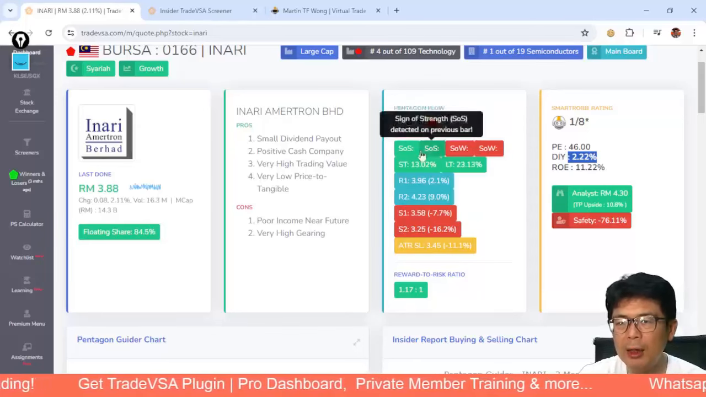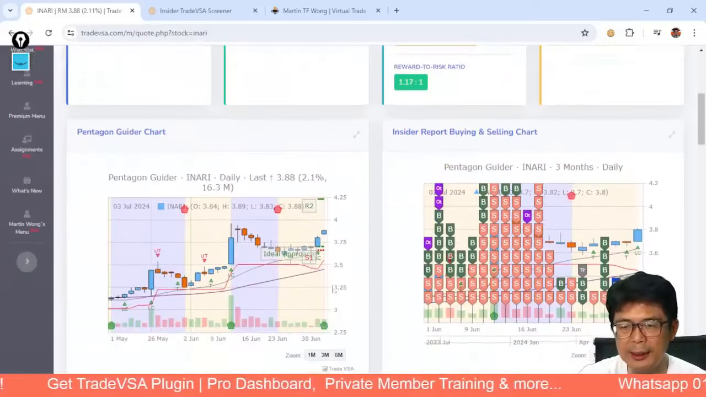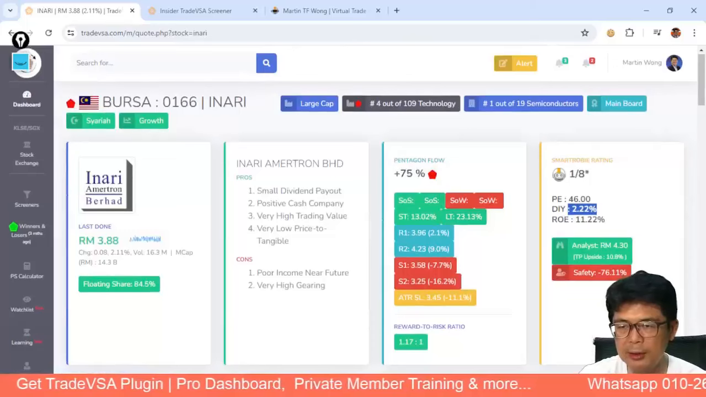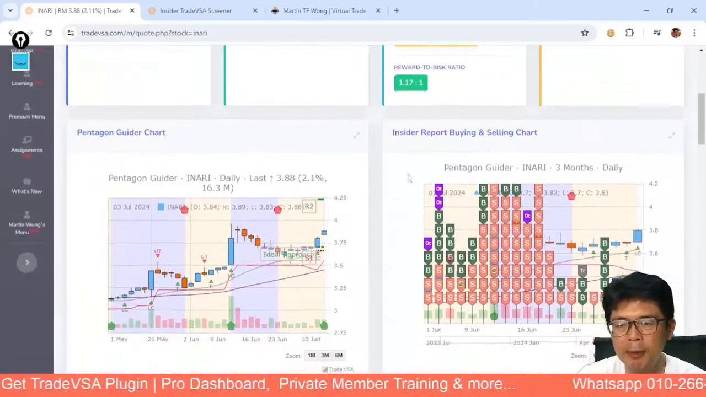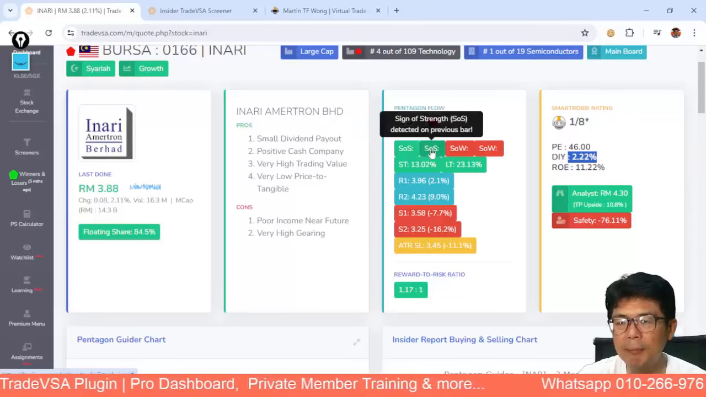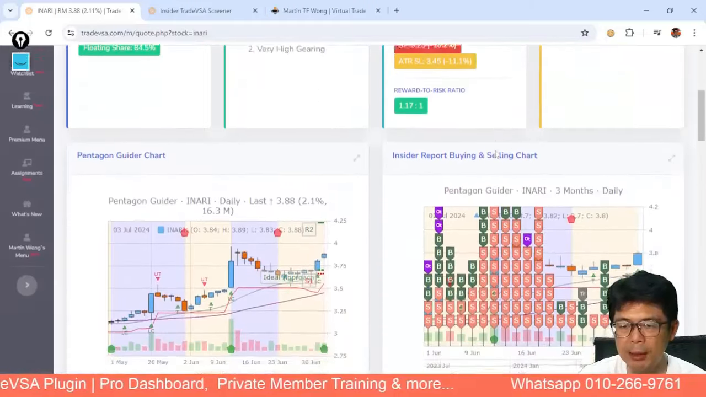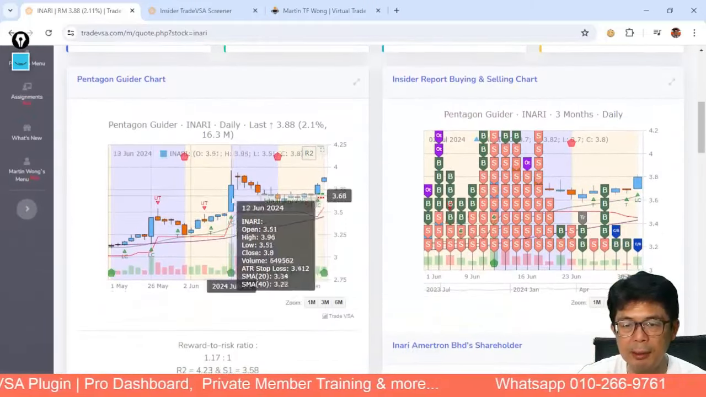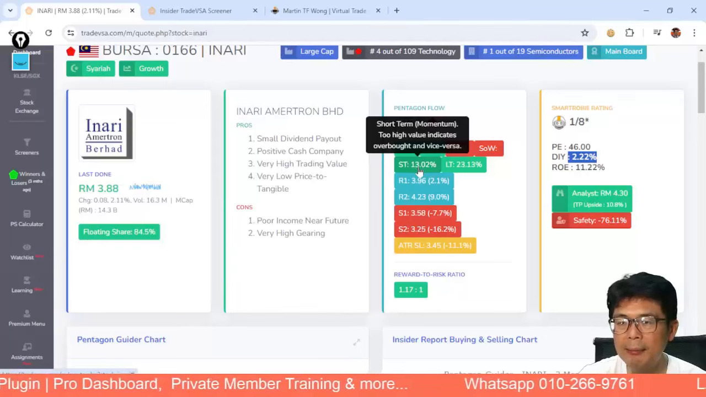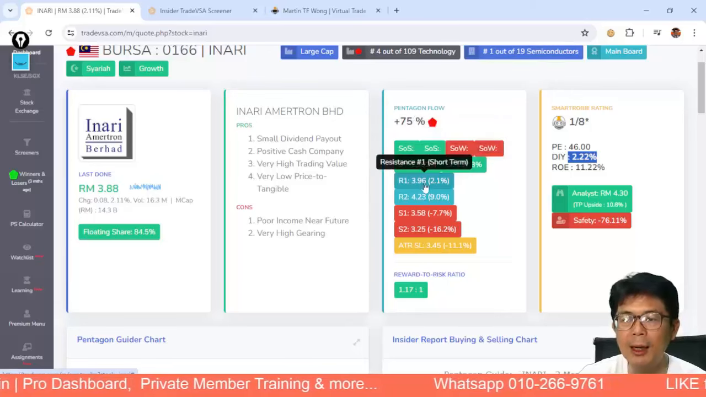Then we have the Pentagon flow, which is 75% now, red bearish, but you can see the chart is already turning green Pentagon very, very soon, right? So that's 75% here. And you can see a sign of strength was detected on the previous bar. Then we also have a sign of weakness on the previous bar. We got a couple of signs of strength and signs of weakness previously here. The short-term momentum is 13%, and the long term is 23%.